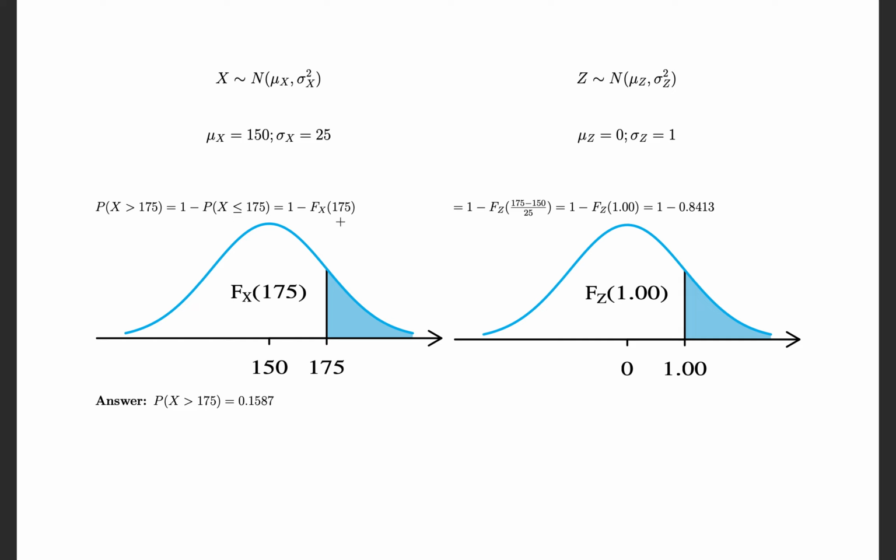So now we have converted our x into a z, so we can use our table. So what value do we want to find in the table? Well, we're still interested in the blue area, but the table shows the area on the left-hand side of a certain value. So we want to find this value, the cumulative distribution function of z for 1.00. So let's find that in the table.